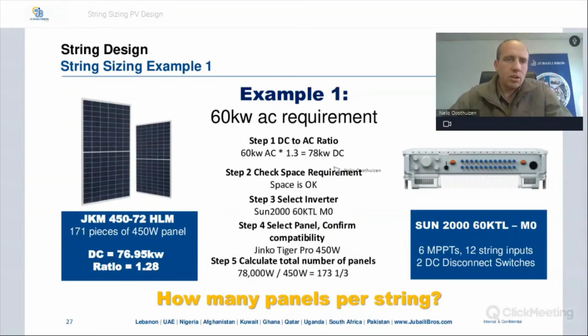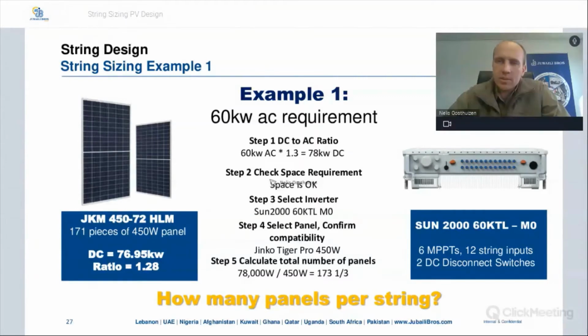Then continuing on, string sizing example. We're actually running through physical examples now. When we started this presentation, we said we look at AC requirement. In this case, we've chosen 60 kilowatt as the AC requirement. Step 1, DC to AC ratio. We've decided to use 1.3 times the DC. That would mean the DC is 78 kilowatt DC.